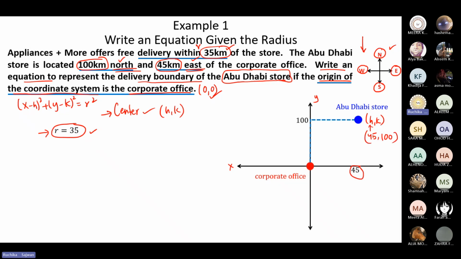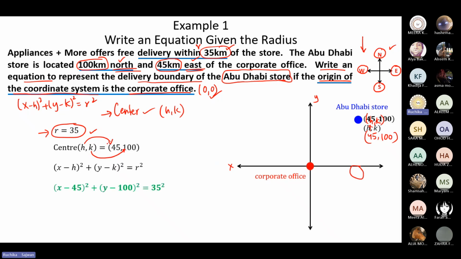Have we got the center? Have we got the radius? Yes. So now what is the last step? You need to substitute and write the equation. Very good. So let's plug in. In place of H, I'm going to put 45. In place of K, I'm going to put 100. And R is already 35. So can I say this is the final answer?